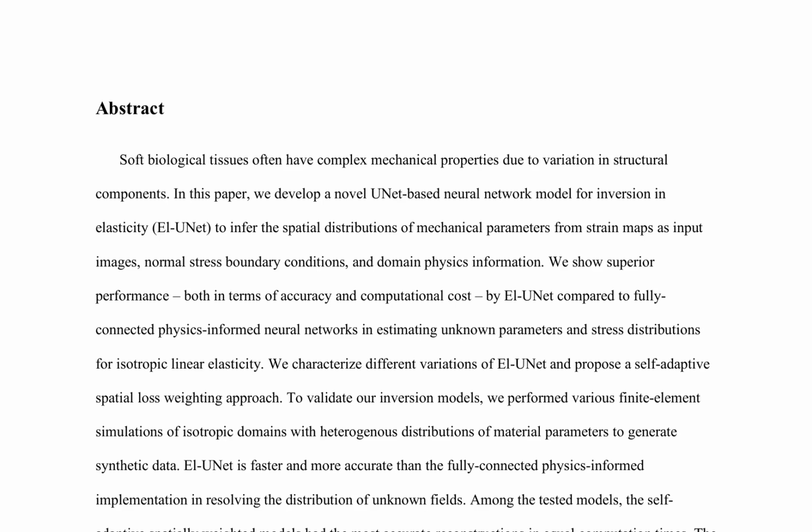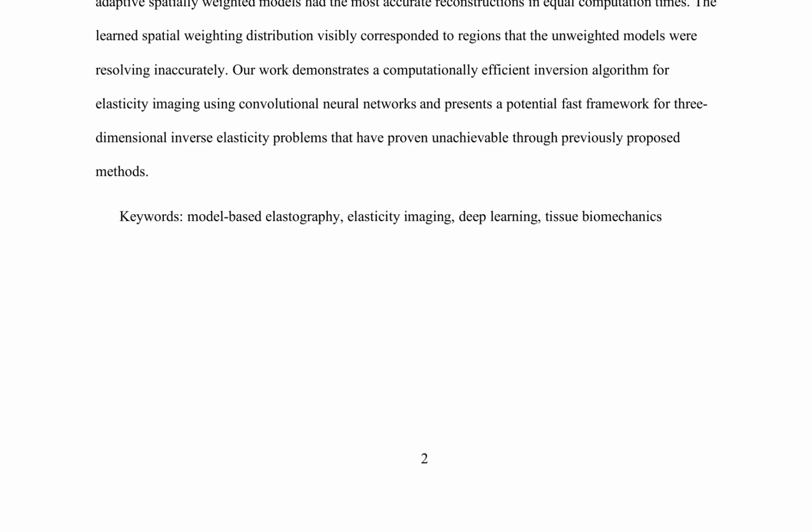The results show that El-UNet is not only faster but also more accurate than fully connected physics-informed neural networks in resolving the distribution of unknown fields. Among the tested models, the self-adaptive spatially weighted models achieved the most accurate reconstructions in equal computation times. The learned spatial weighting distribution visibly corresponded to regions that the unweighted models were resolving inaccurately.